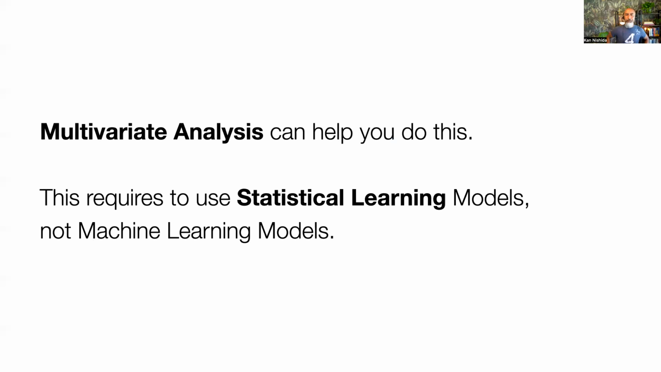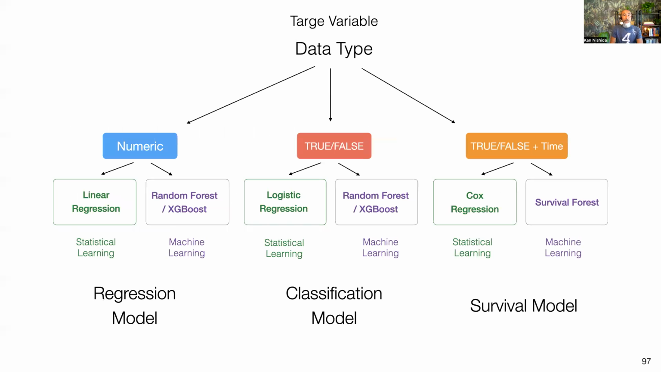This is what a statistical learning model can do. And we call this type of analysis multivariate analysis because we are dealing with multiple variables. And this requires using a statistical learning model, but not machine learning models. That means these are the green ones. Okay, so a machine learning model like random forest or XGBoost cannot do something like this, but linear regression or logistic regression, the statistical learning models, can do it.